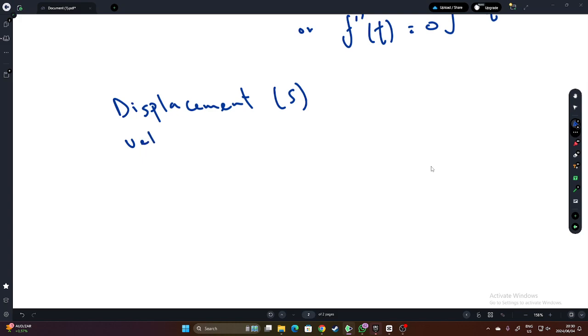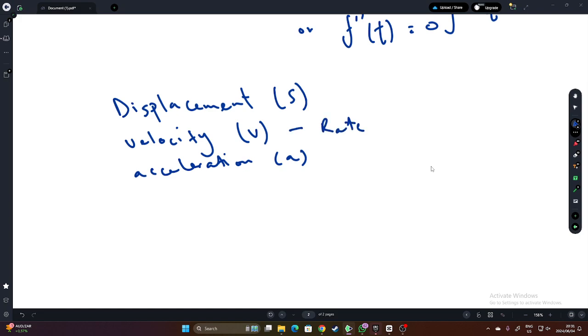Speed or velocity, which we use the symbol v to describe. And then time and acceleration, which is a. Now, we're expected to know the following. We're expected to know that velocity is the rate of change of displacement.